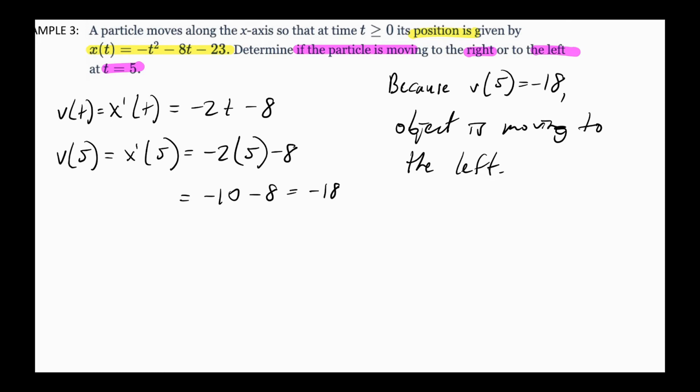Or instead of v of 5 equals negative 18, you could just say v of 5 is less than 0. That's the same thing, because that's all we're looking for. We're not looking for a value. We're looking for positive or negative, like the first derivative test that you guys have done before.